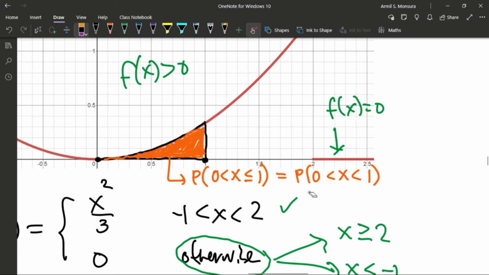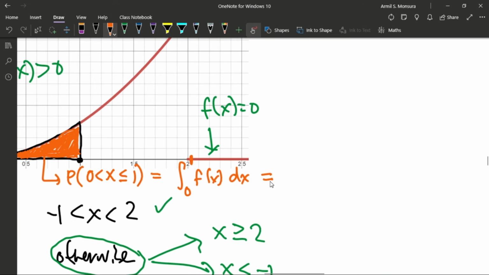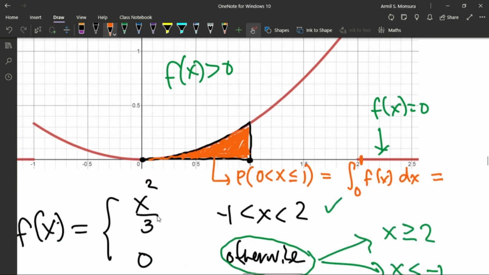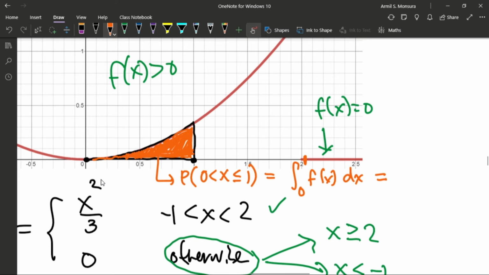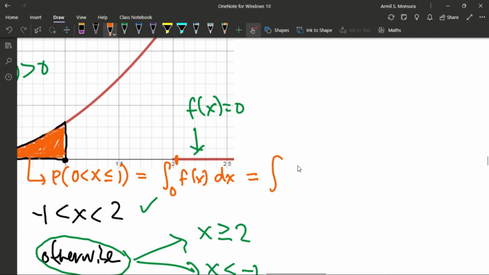That area is computed to be the integral of f of x dx from 0 to 1. So that's how we compute that area. And again, in this interval from 0 to 1, we know that the value of your f of x computes to this expression. So therefore, the integral of x squared over 3 dx from 0 to 1, labas natin yung 1/3. So that becomes 1/3 times the integral of x squared dx from 0 to 1.